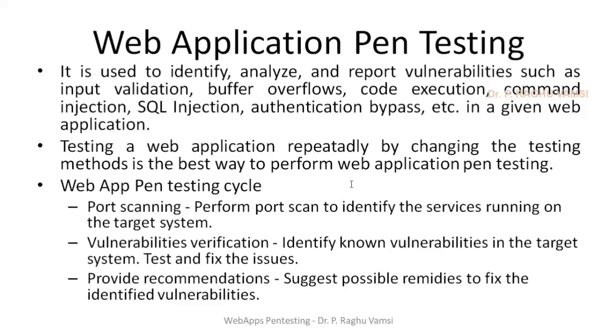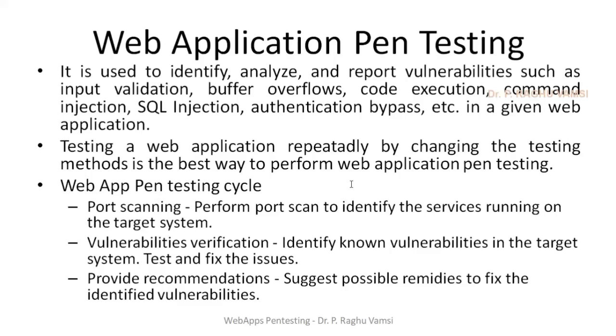So basically, testing the web application repeatedly by changing the testing methods is the best way to perform web application pen testing. That means you should not use the same test plan every time whenever you perform web application pen testing. Every time you are supposed to keep changing the test plans based upon the output that you have observed during the previous test.